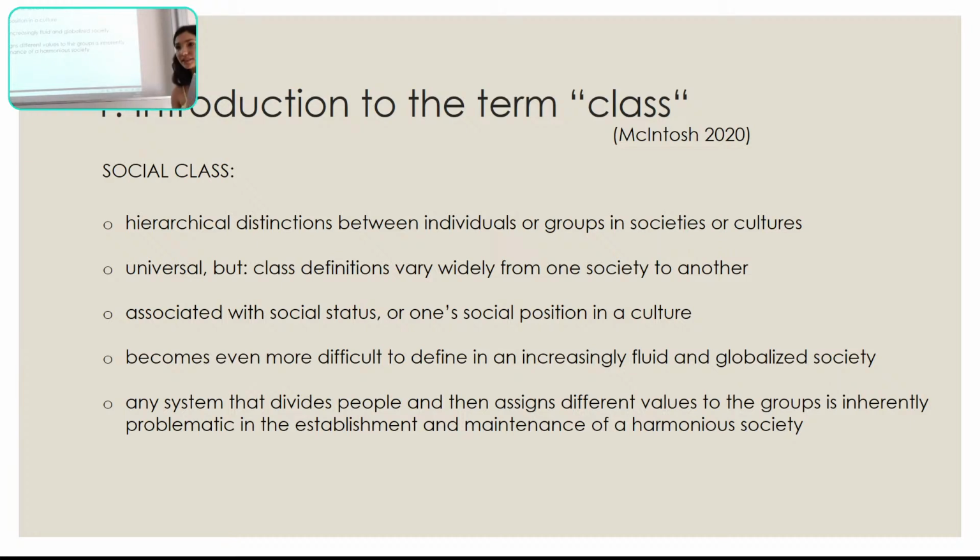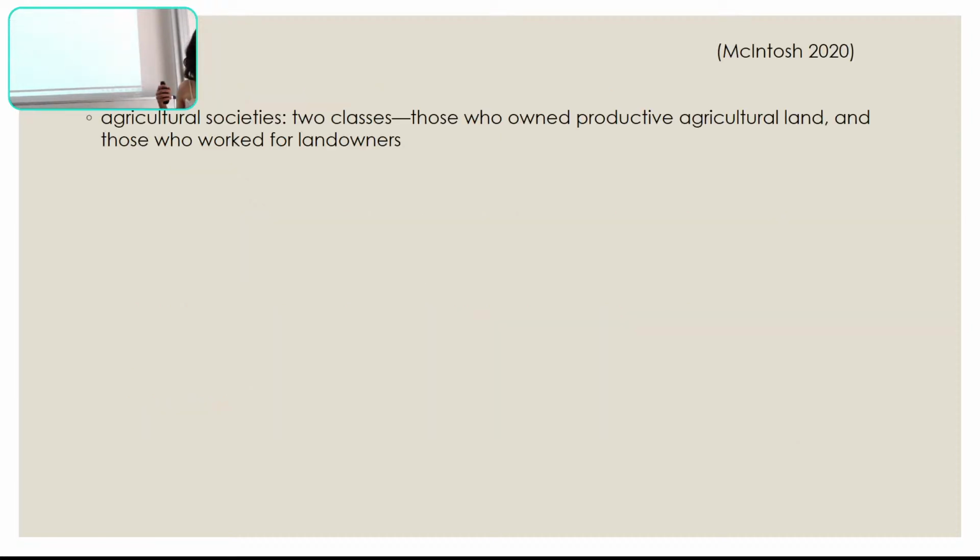Some of the more famous theorists are Karl Marx and Max Weber. But what also needs to be said about class is that generally any system that divides people and then assigns different values to the groups is inherently problematic, and we have a problem with the maintenance of a harmonious society when we categorize people into classes. For most of recorded human history, we've had agricultural societies with two classes: the ones who owned the productive agricultural land and the ones who worked for the landowners.